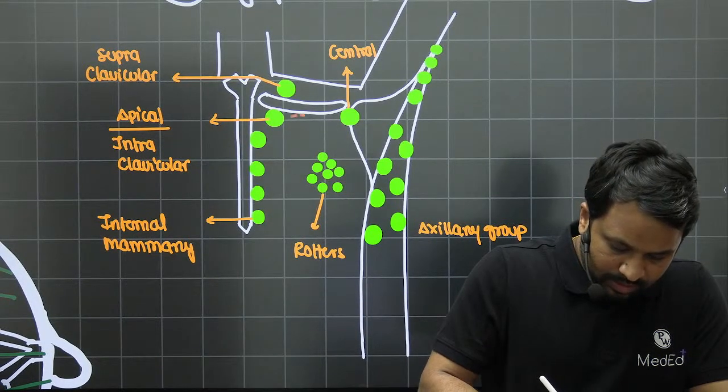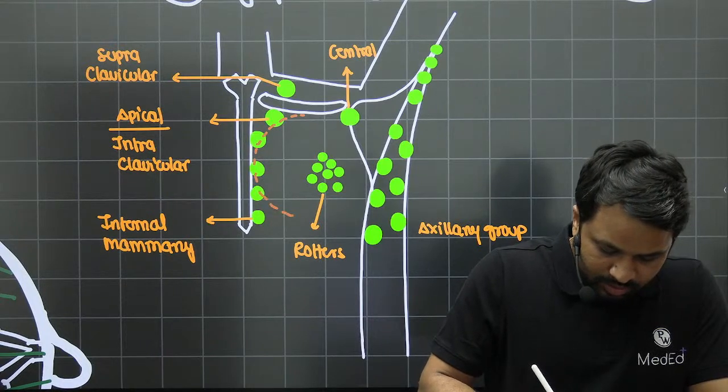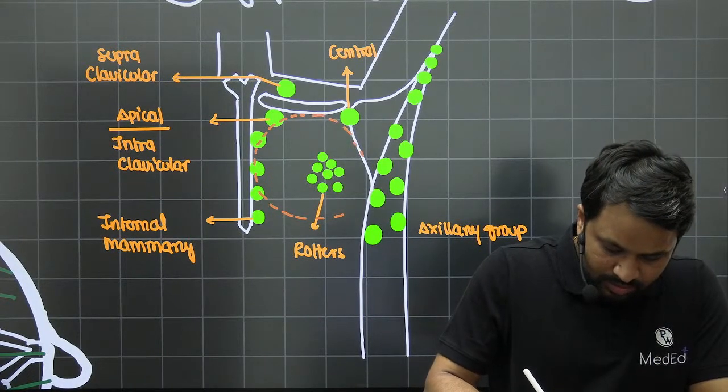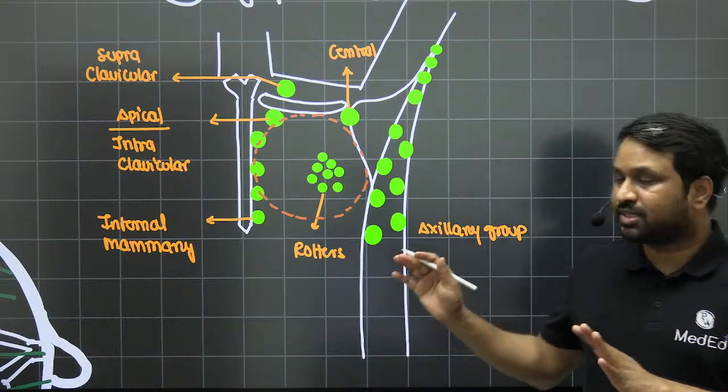So this is where the normal orientation of the breast is going to be present. So this is how the breast is present. So this is the status of the breast.